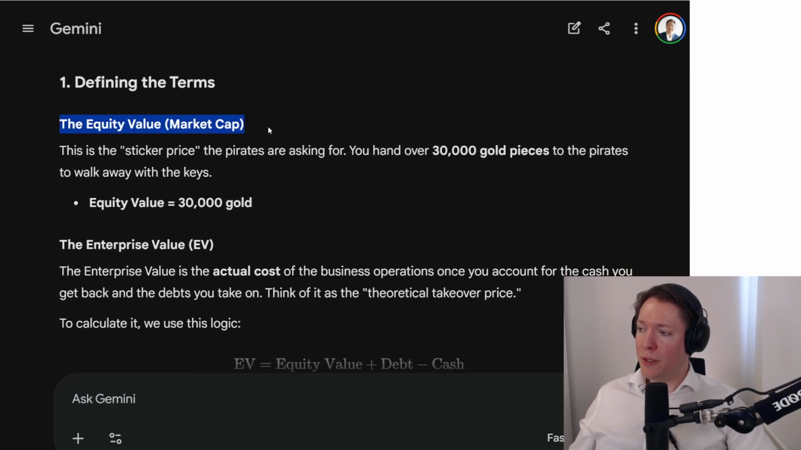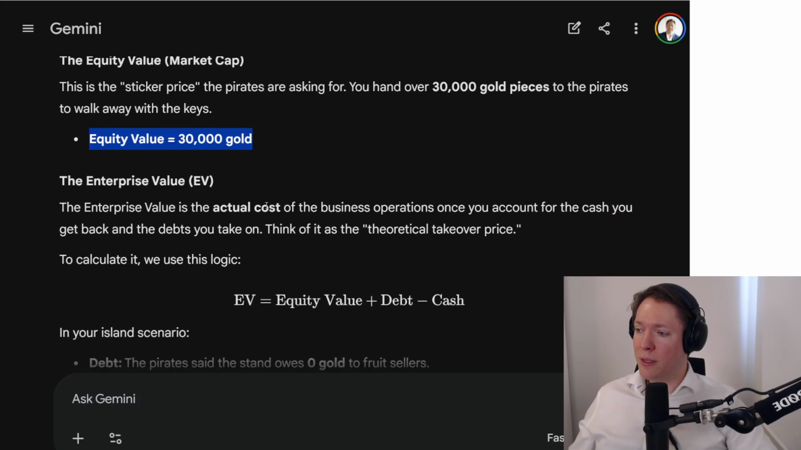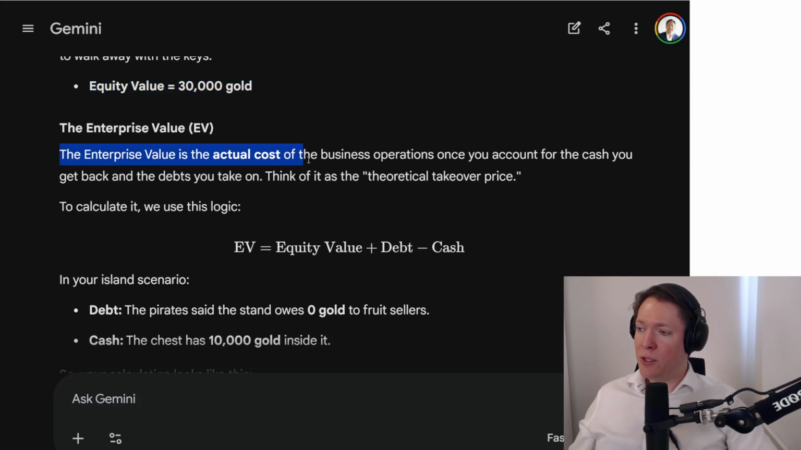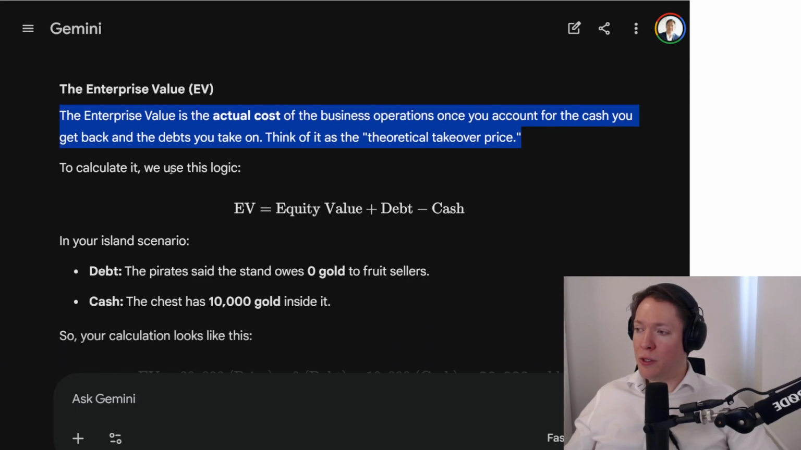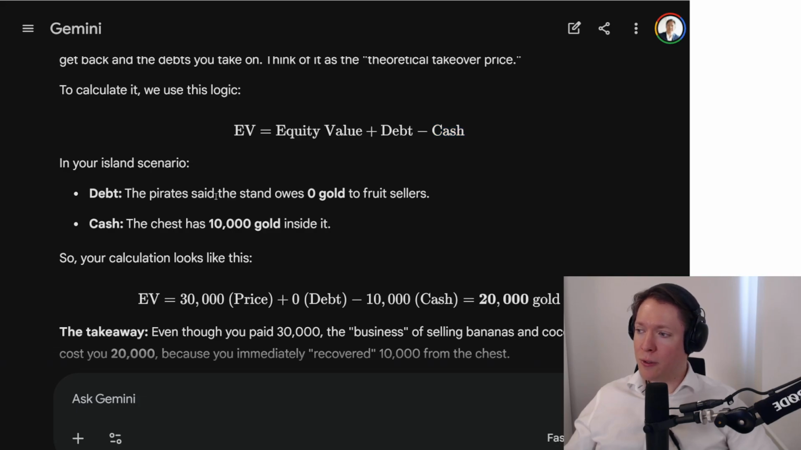So the equity value, the market cap, is the sticker price that the pirates are asking for. You hand over 30,000 gold pieces and walk away with the keys. Equity value, 30,000 gold. How much is the enterprise value? The enterprise value is the actual cost of the business operations, like a theoretical takeover price. So we use the logic: the enterprise value is the equity value plus the debt, but they didn't owe any gold to the vendors, minus cash. So that's the gold in the box.